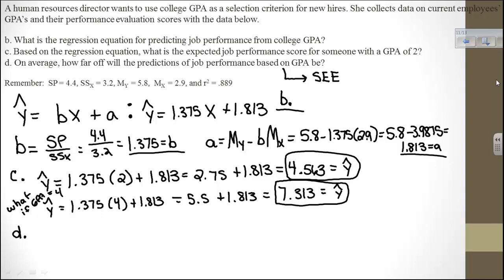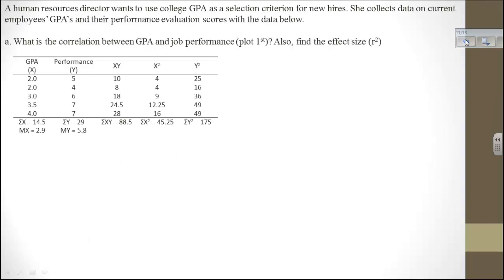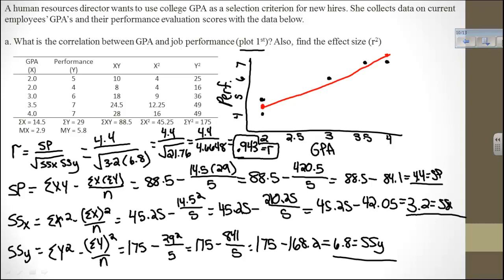But let's figure out how far off we think our estimate would be. So let's write down my formulas. Standard error of the estimate is equal to the square root of sum of squares residual divided by the degrees of freedom. Well, I don't know what my sum of squares residual is, so it's time to write down another formula. And for sum of squares residual, I'm going to use the 1 minus r squared times sum of squares y formula. So this becomes 1 minus 0.889 multiplied by the sum of squares y, which I didn't write down up here. Let's go back and see what it was. 6.8.